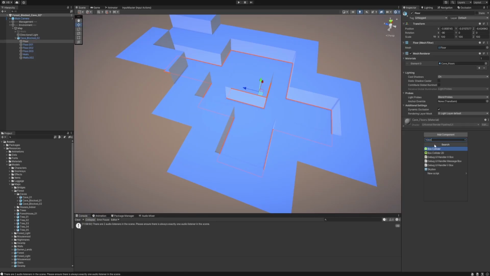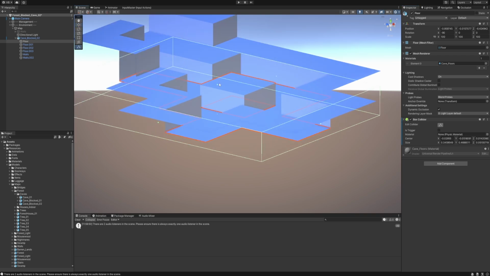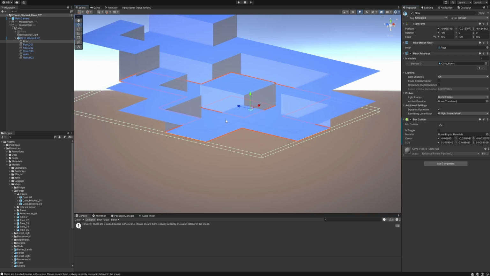And so now I have this basic shape in Unity. I can already pull it in and put some basic colliders in.